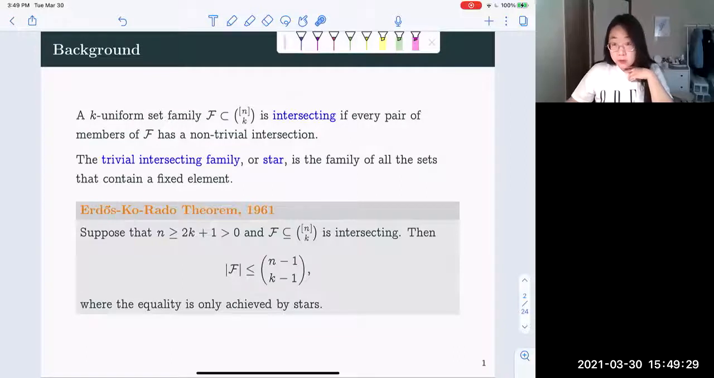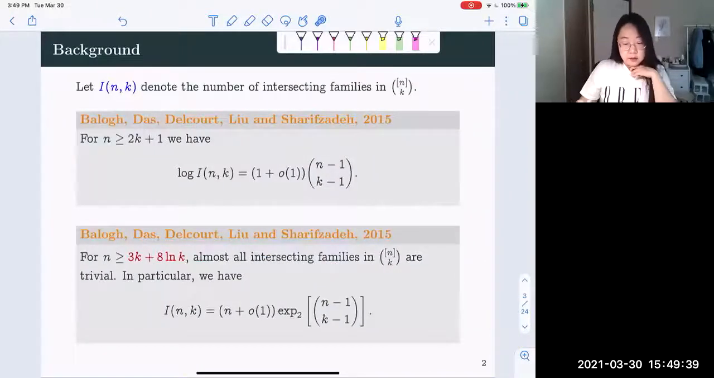Once we know the extremal number, the next natural thing is to ask how many intersecting families there are, and can we describe the typical structure? Here we use I(n,k) to denote the number of k-uniform intersecting families. This line of study was initiated by Balogh-Das-Liu-Sharifzadeh-Tran in 2015. They first proved that when n is at least 2k plus 1, the logarithm of this quantity is asymptotically n-1 choose k-1.